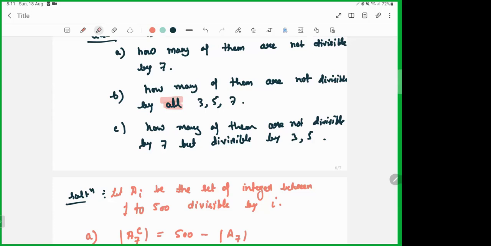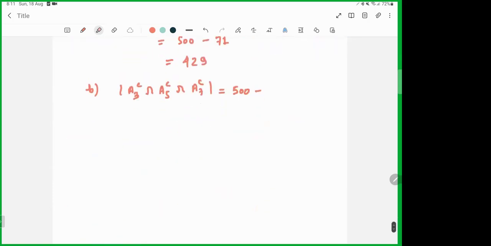But these are divisible by these numbers, so we want to count them out. Yes, you are correct. So these are numbers divisible of the form 3 into 5 into 7, correct? Of the form 3·5·7k. So you can do it that way, and just count its complement. I guess you are correct, what you are saying.